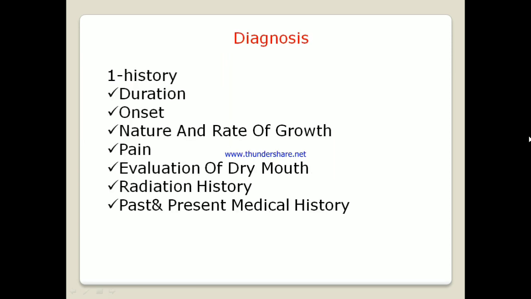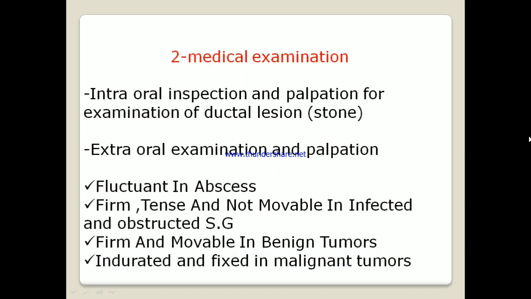Diagnosis. 1. History. Duration. Onset. Nature and rate of growth. Pain. Evaluation of dry mouth. Radiation history. Past and present medical history. 2. Medical examination. Intraoral inspection and palpation for examination of ductal lesion, stone. Extraoral examination and palpation. Fluctuant in abscess. Firm, tense and not movable in infected and obstructed salivary gland. Firm and movable in benign tumors. Indurated and fixed in malignant tumors.